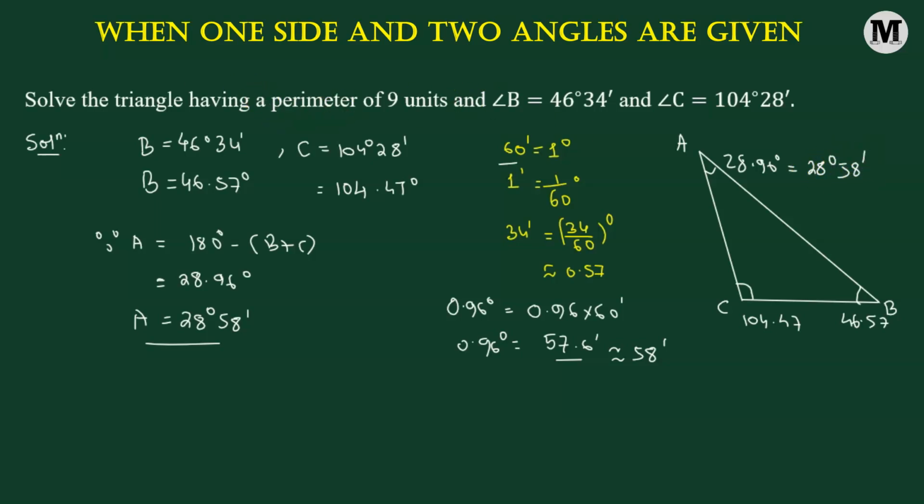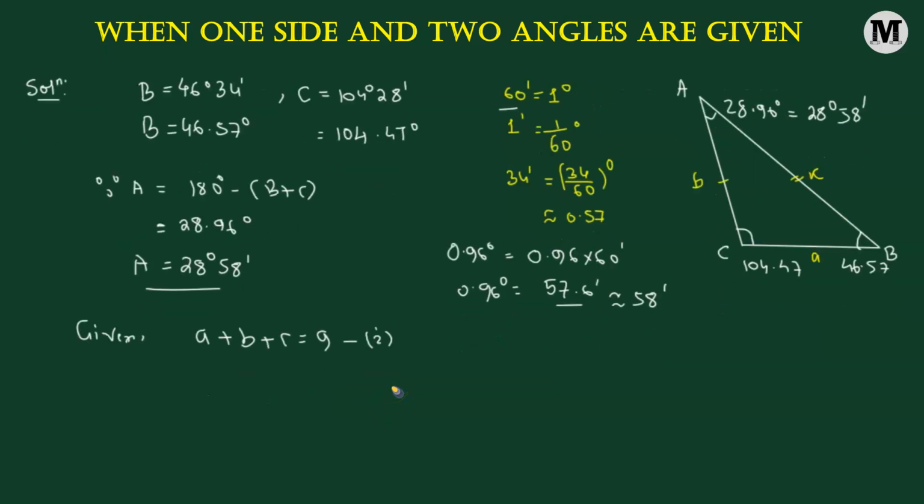Okay, now let's consider the sides of the triangle. The side that is opposite to angle A, which is denoted by CB, we're going to denote by the letter a in lowercase. Then the side opposite to angle B, which is the side AC, we're going to denote by the letter b in lowercase. And the third side AB, which is the side opposite to angle C, we're going to denote by the letter c. Also, it is given in the problem that the perimeter of the triangle is 9 units. That means a plus b plus c equals 9 units. We're going to label this as equation number 1.